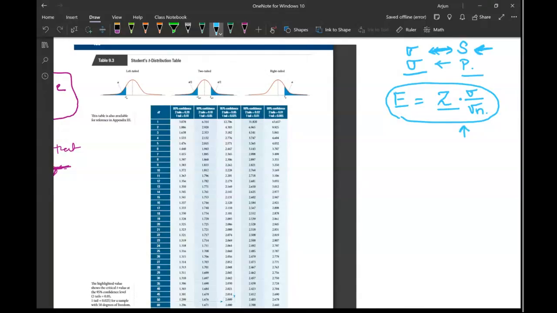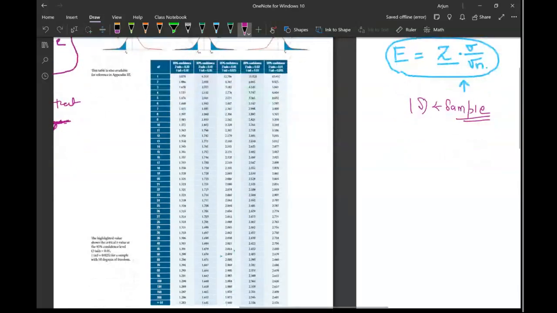Now, what if our sample size is so small that we cannot assume that the standard deviation of the population and the standard deviation of the sample are the same, and on top of that, the standard deviation of the population is also not given to me? The only thing given to me is the standard deviation of the sample. Then in that scenario, I will move to the t-distribution.